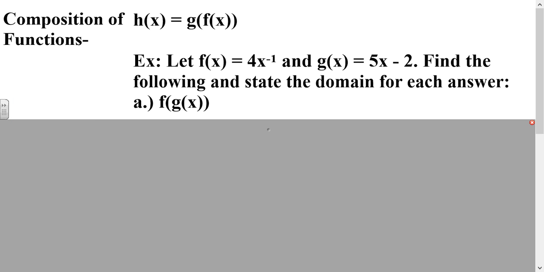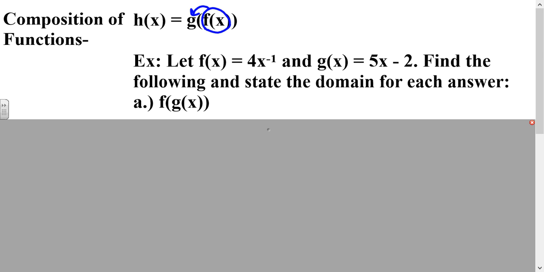Well, in math, a composition is when you take a function and you plug it into another function, or you can also plug it into itself. So this is saying that I'm taking f of x and I'm plugging it into whatever g of x is for x. So that sounds kind of confusing. So let's try some examples and you'll see what I mean.